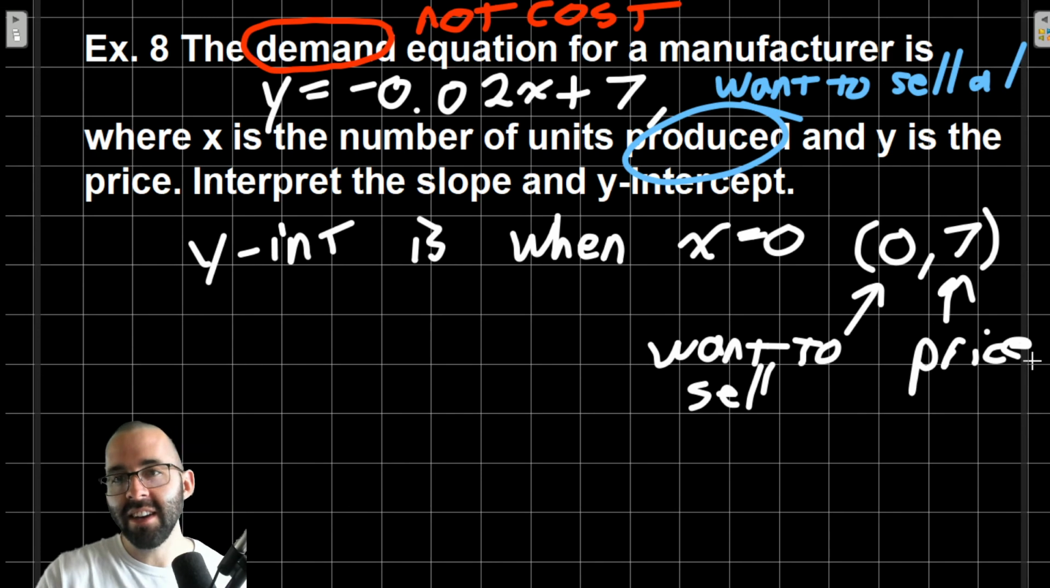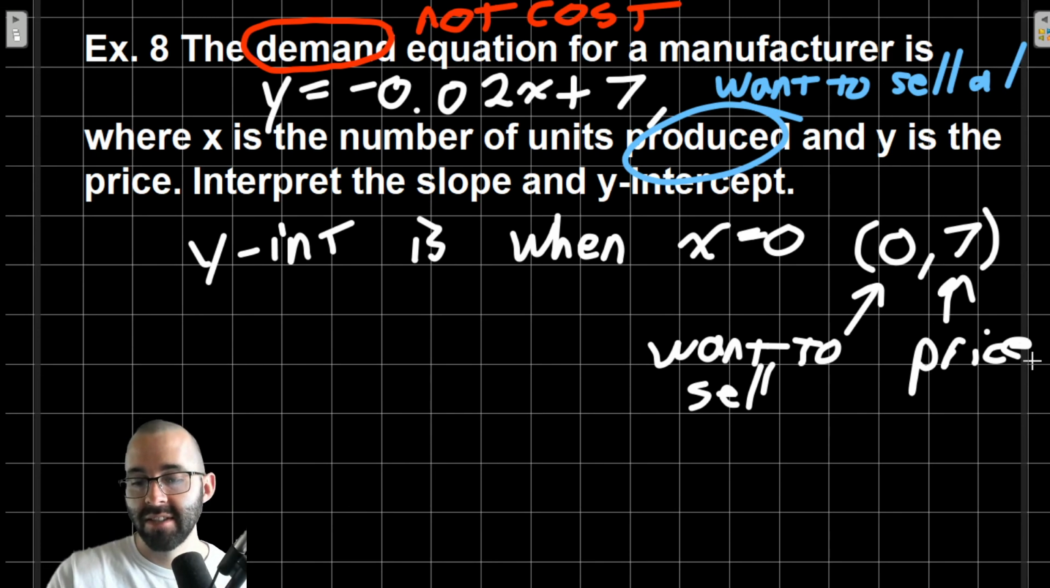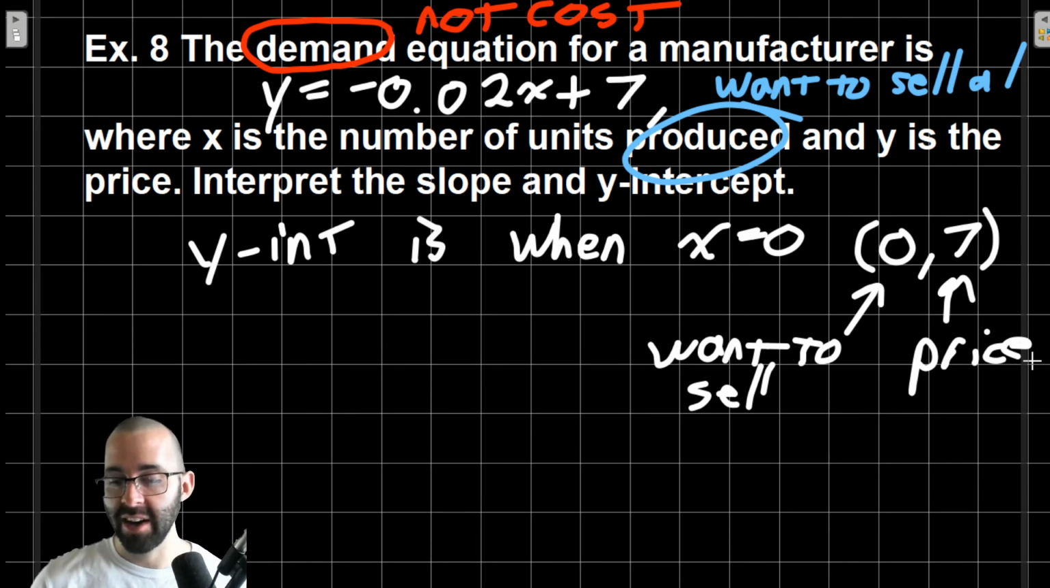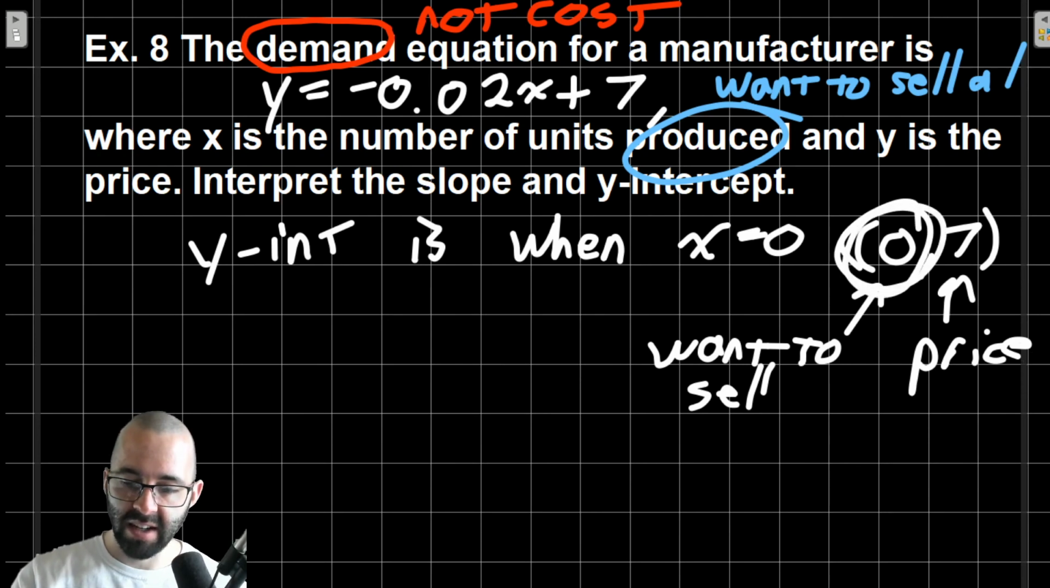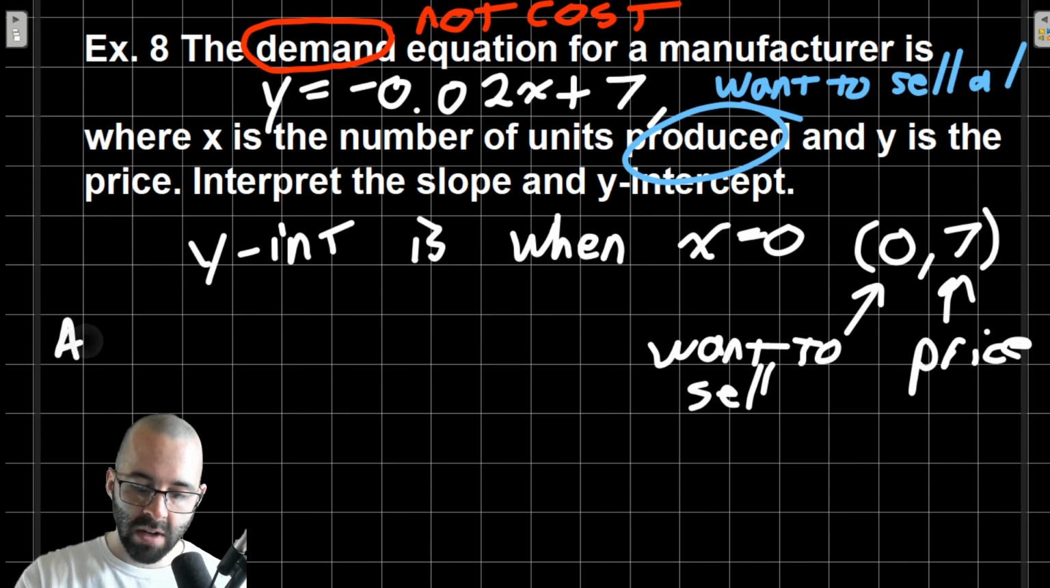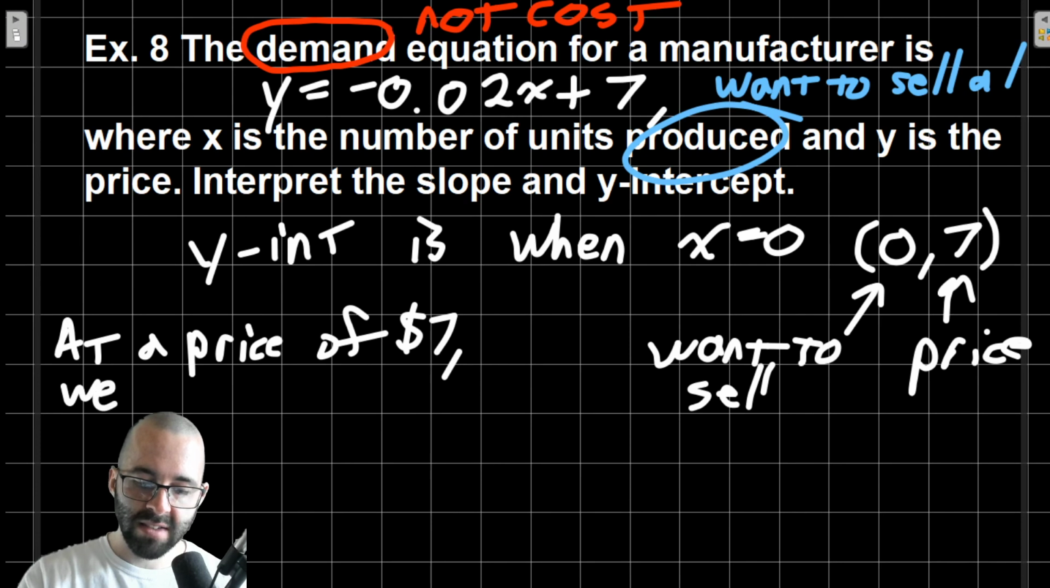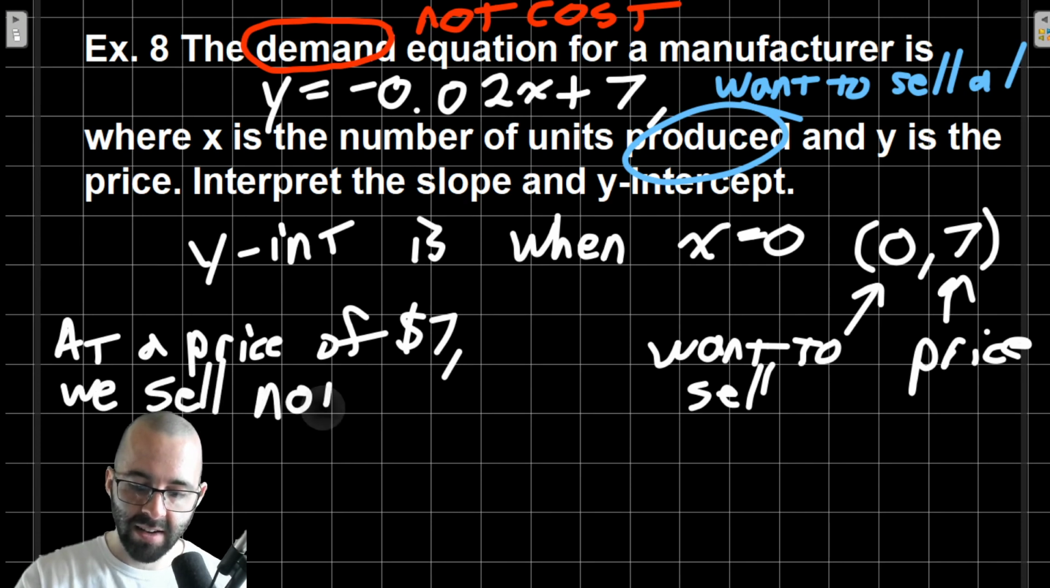So if we don't want to sell anything, we can charge $7. Or let's flip that. If we charge $7, nobody's buying. I don't know what we're selling, but if we charge $7 for this thing, nobody's buying. That's what this means. We will sell 0 of these things if we charge $7. So at a price of $7, we sell nothing.